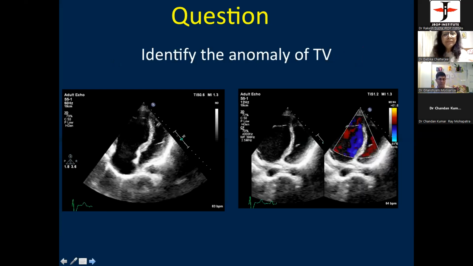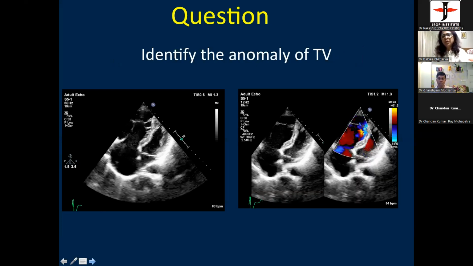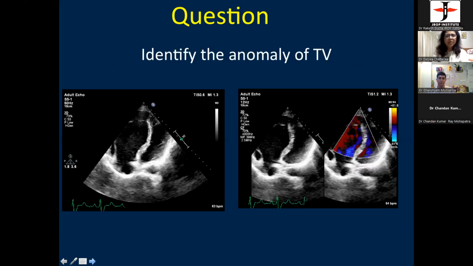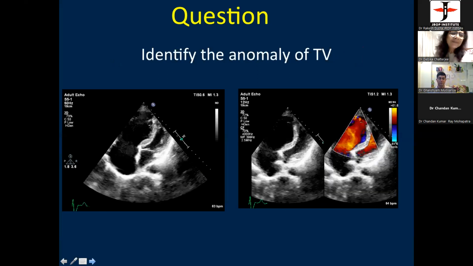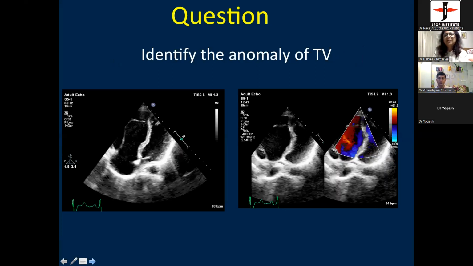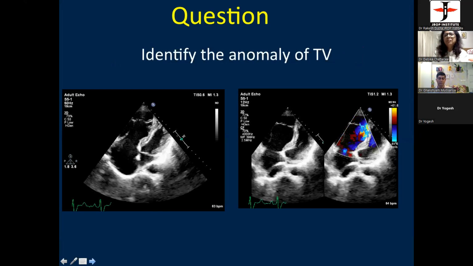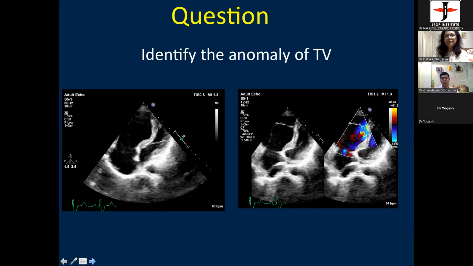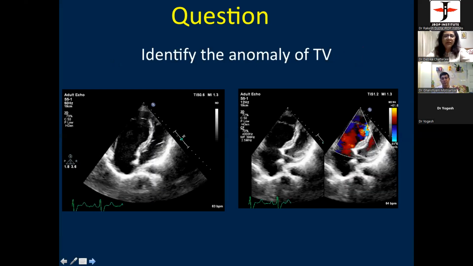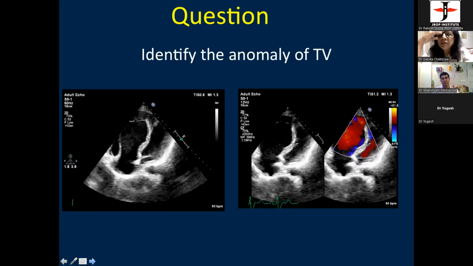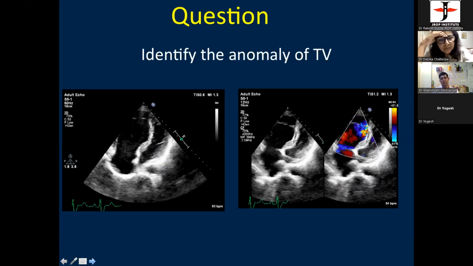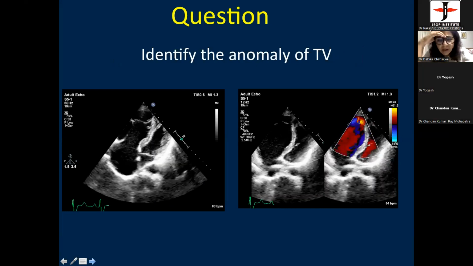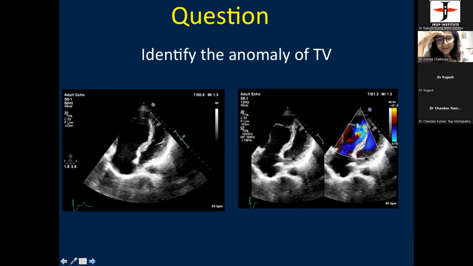Yogesh Namdev Patil. I think this is the last question. Yogesh, go ahead. Tell a simple one sentence answer for this imaging query. I don't want detail. Just one answer. Ebstein anomaly. Huh? Ebstein anomaly. Ebstein anomaly.